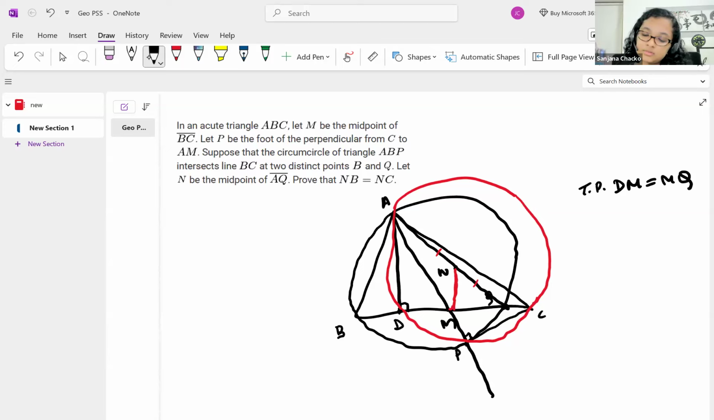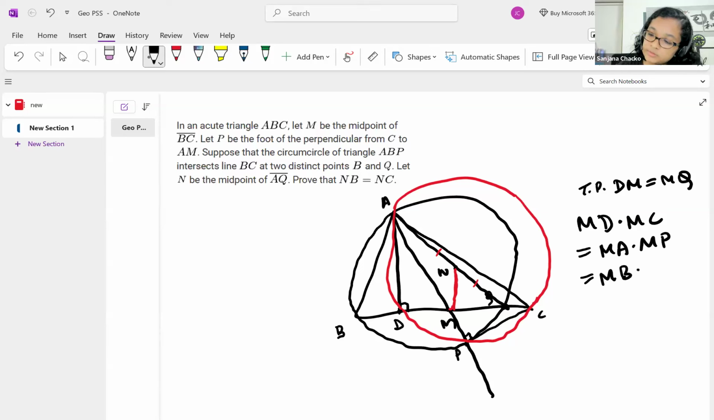I think I got it. We can do power of a point, radical axis on the red and the blue circle. We get that MD times MC is equal to MB times MQ. Now, if you look at the red circle, MD times MC is equal to MA times MP. But if you look at this black circle, you get MB times MQ. But MC and MB are equal, so we get MD equals MQ, and now we're done.